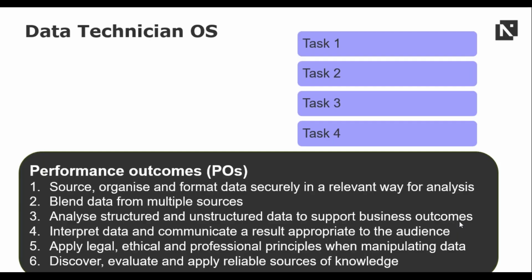The Data Technician OS consists of 4 task-based assignments with a total duration of 29 hours, designed to assess the 6 performance outcomes shown, each of which indicate knowledge and skills required to enable students to achieve threshold competence in the chosen occupational specialism. For each performance outcome, there will be a list of knowledge and skills. The knowledge statements show what the students need to know, and the skills are what the students need to perform.